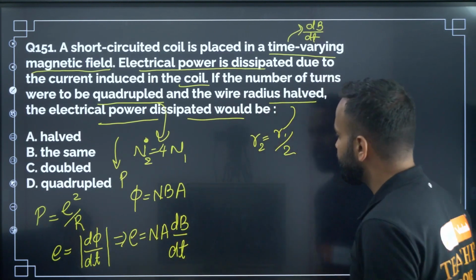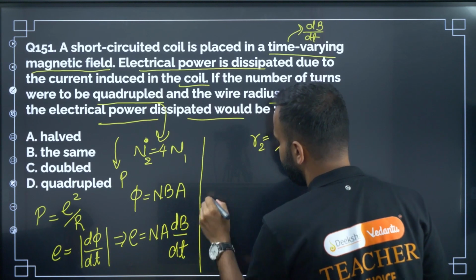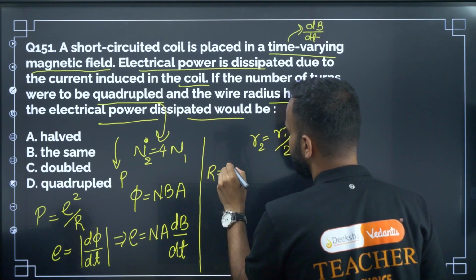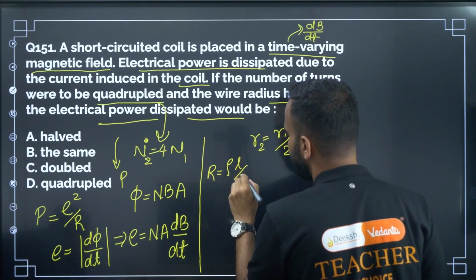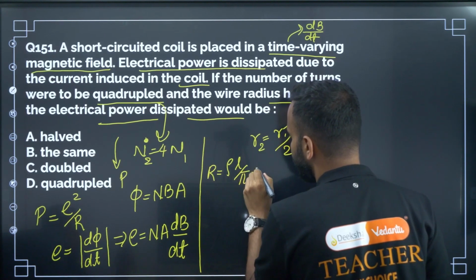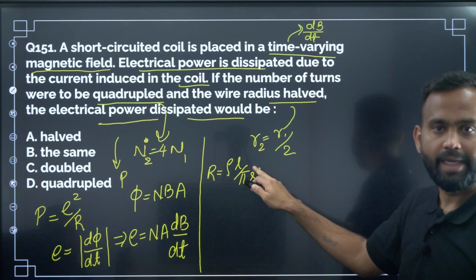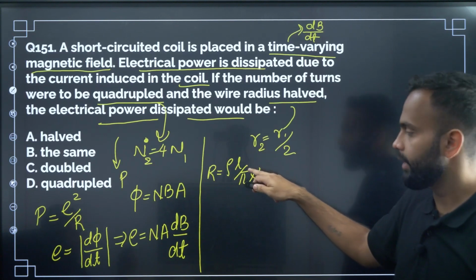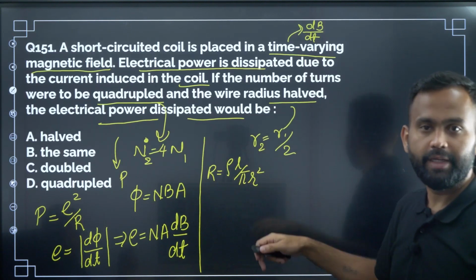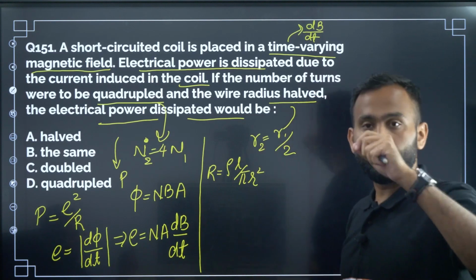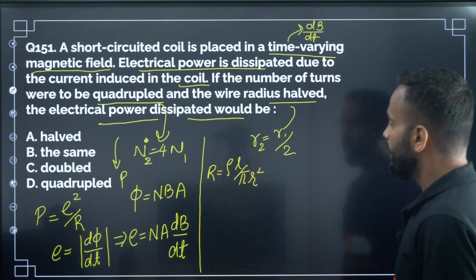We know that resistance R is equal to rho into L divided by pi into R square, right? What is rho? Rho is resistivity. What is L? L is the length of the wire, right? And pi R square is area of the cross section of the wire, right?